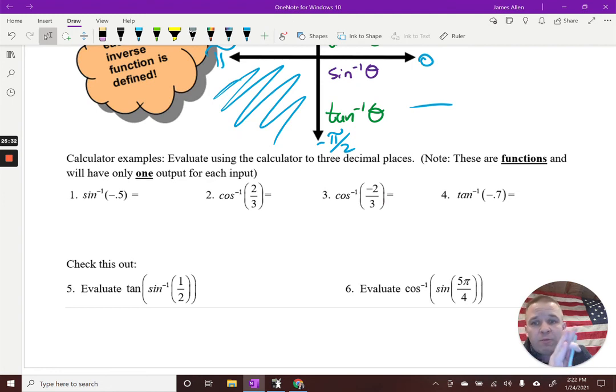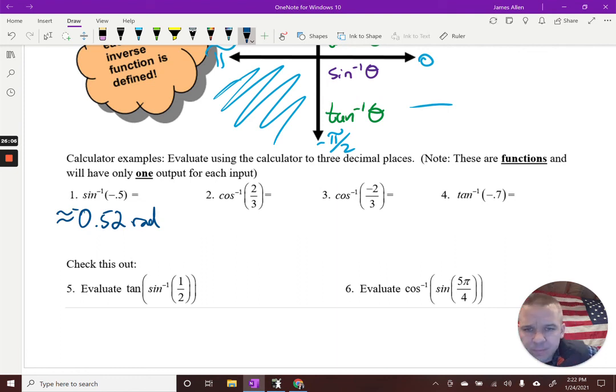These are functions, and we'll have only one output for each input. So your calculator builds in there, it knows where it is defined, okay? So if we use our calculator here, inverse sine of negative 0.5, if I plug this in my calculator, I get negative 0.52 radians, or negative 30 degrees.